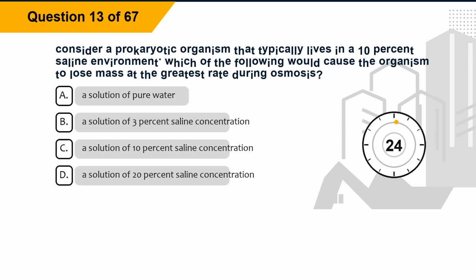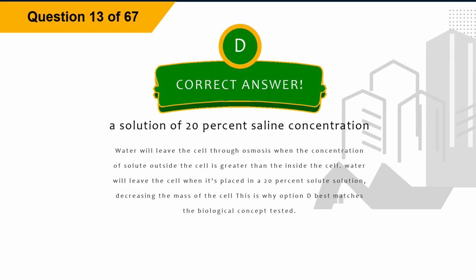Question 13. Consider a prokaryotic organism that typically lives in a 10% saline environment. Which of the following would cause the organism to lose mass at the greatest rate during osmosis? Option A, a solution of pure water. Option B, a solution of 3% saline concentration. Option C, a solution of 10% saline concentration. Option D, a solution of 20% saline concentration. The correct answer is option D, a solution of 20% saline concentration.